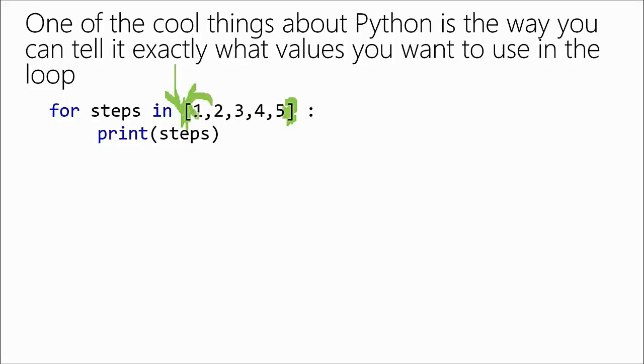So if we go back to the slide, the first time it goes through the loop, it takes the first value in the list, and the value of steps is going to be 1. Second time through the loop, it takes the second value in the list. That's going to return it, so steps will be 2. Third time through the loop takes the third value. That would return a 3.